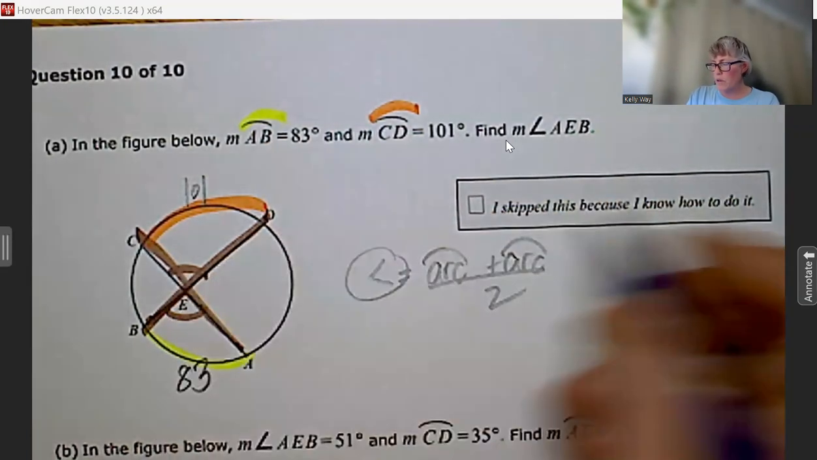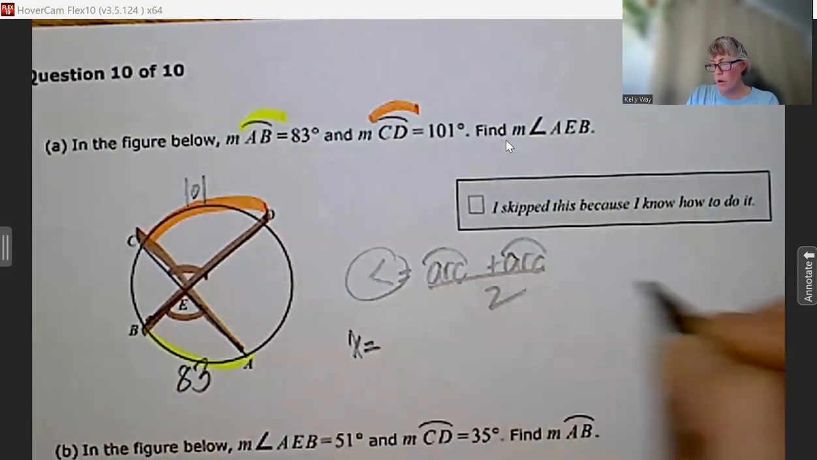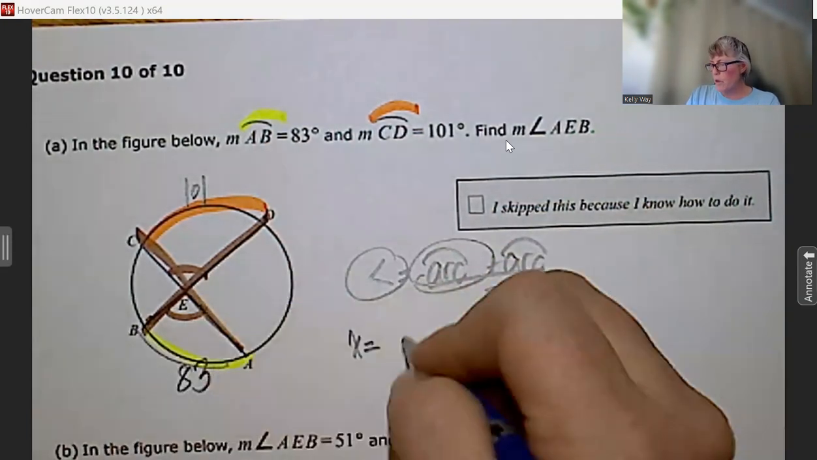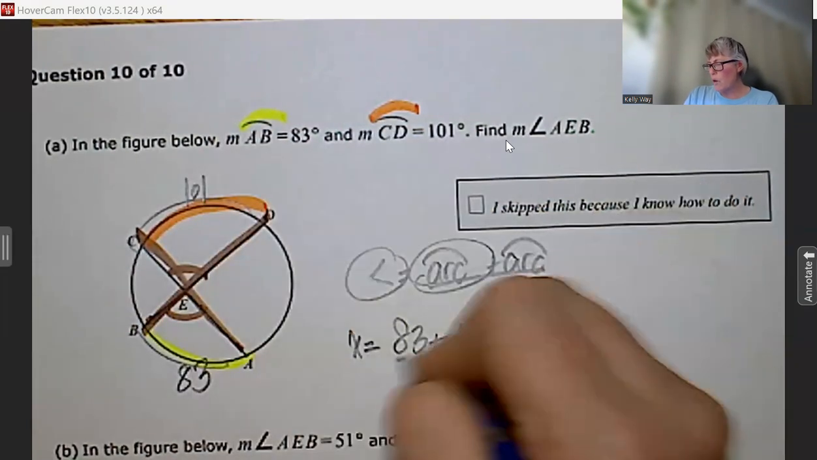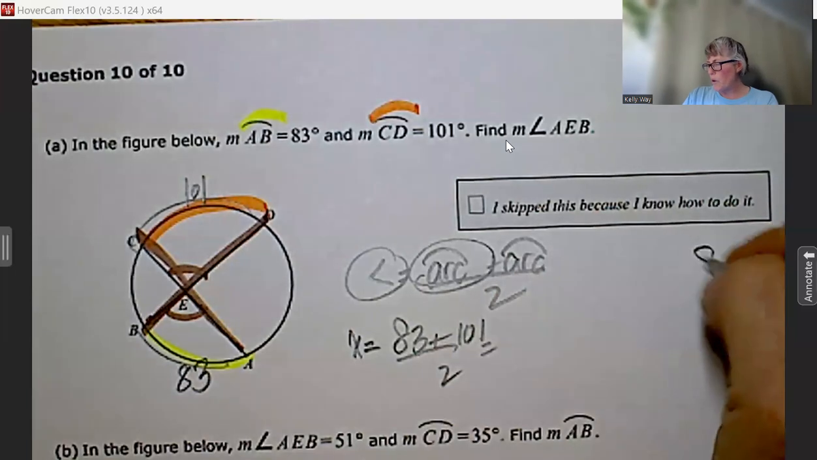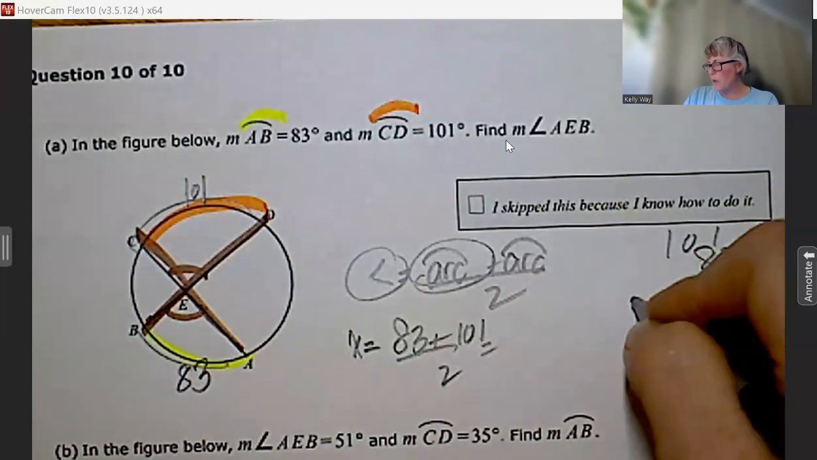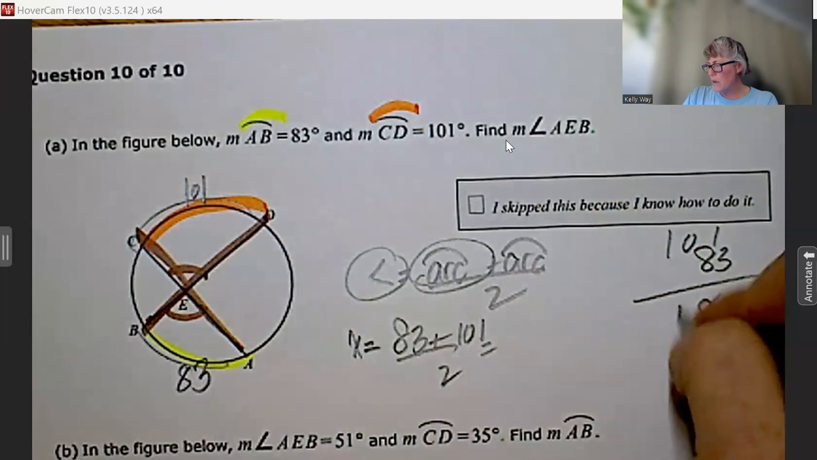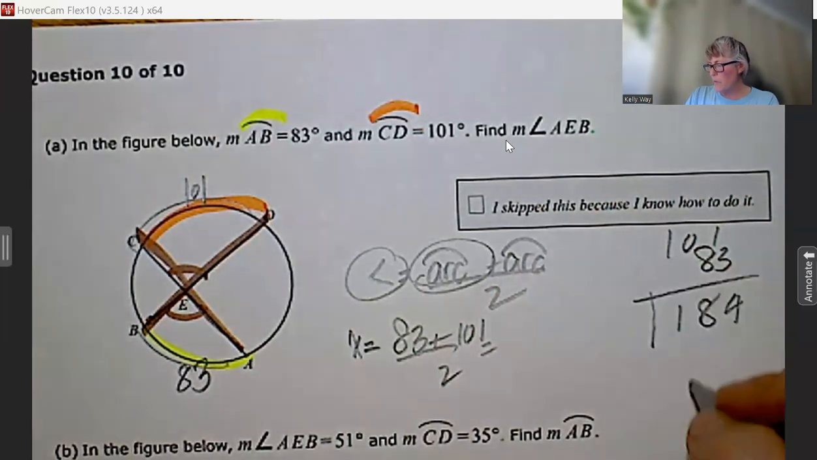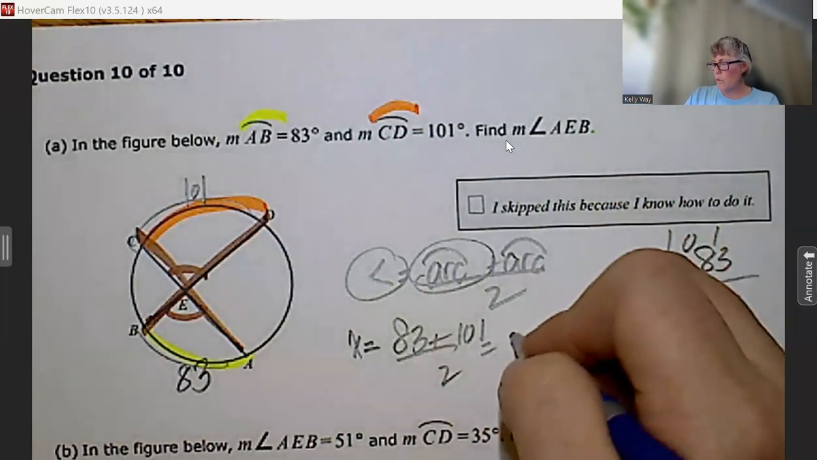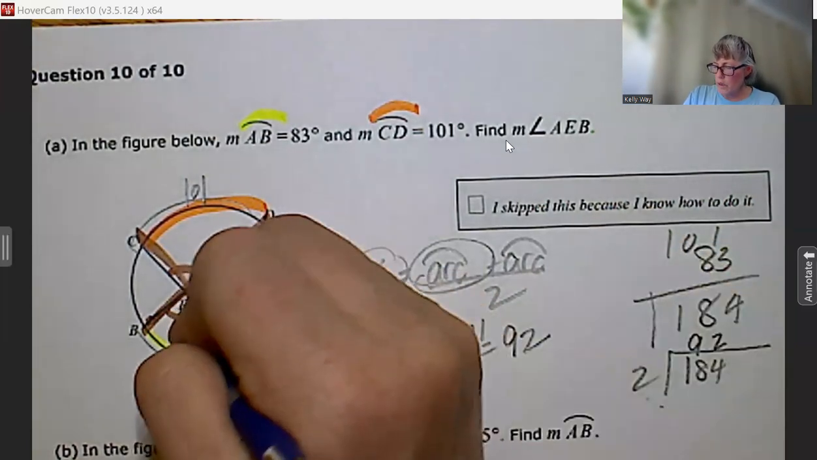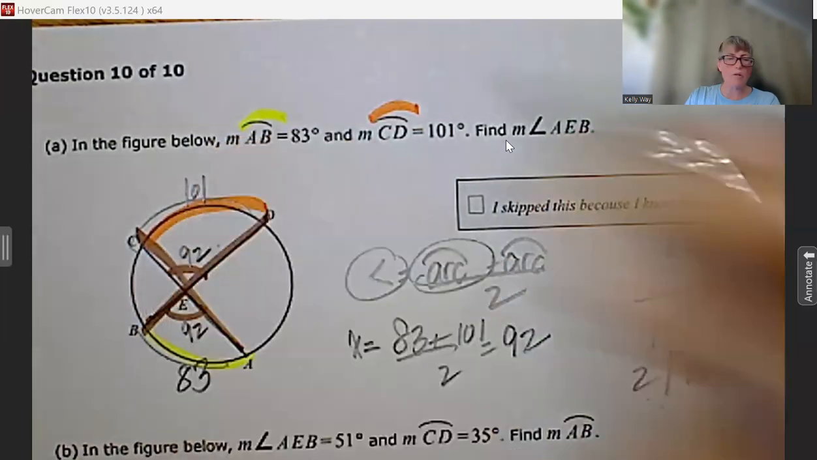Angle, we don't have it, so there's our X, or our unknown. One arc, sweep it, 83, plus the other arc, 101 over 2. I go 83, 101 right here. That's 4, that's 8, that's 1. Now I'm going to divide by 2. 2 goes in there 9, and 2 goes in there 2 times. So 92 is my angle measure.